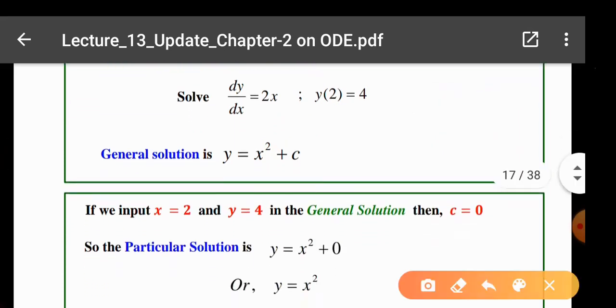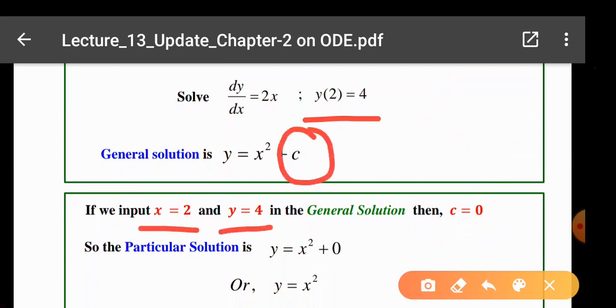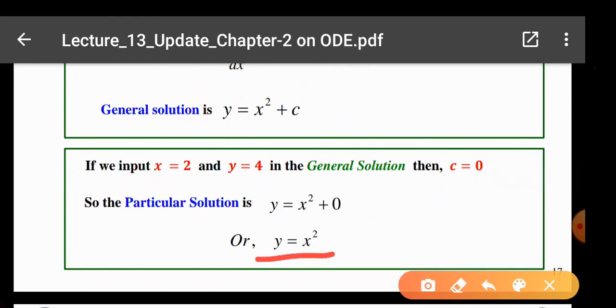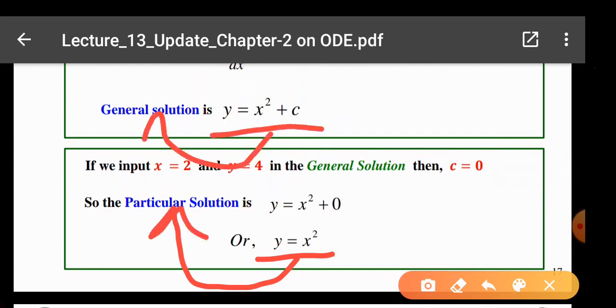But with the help of this initial condition, that means when x equal to 2 and y equal to 4, we can eliminate this c. That means c has become 0. So therefore it is now the particular solution. So y equal to x squared is the particular solution and y equal to x squared plus c is the general solution.